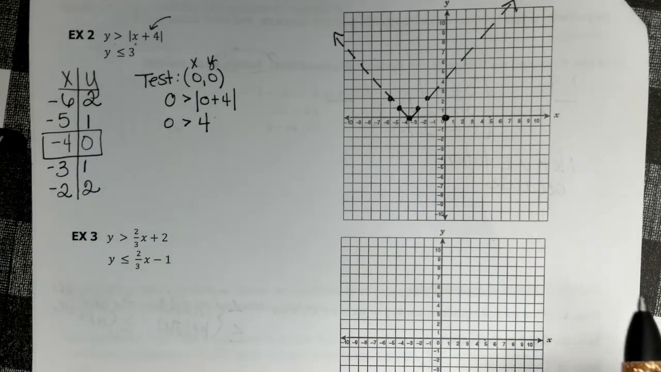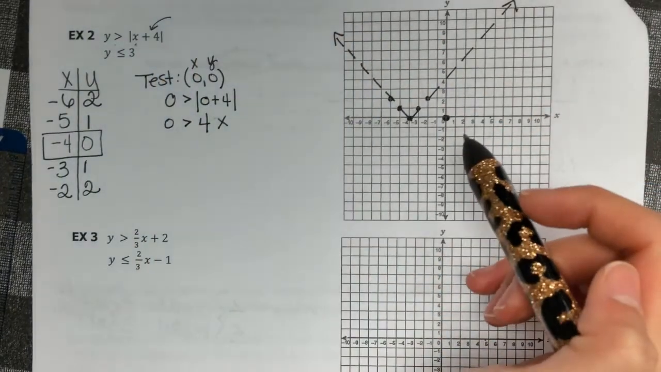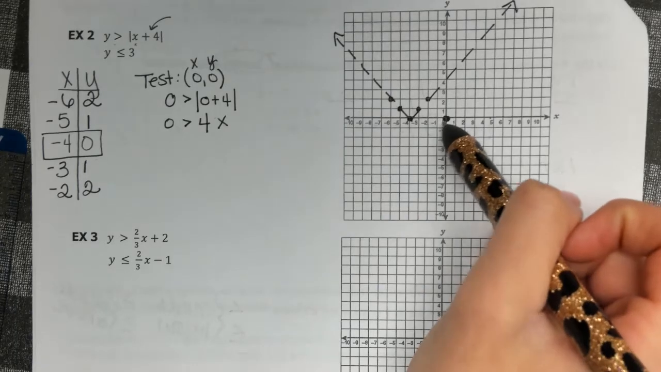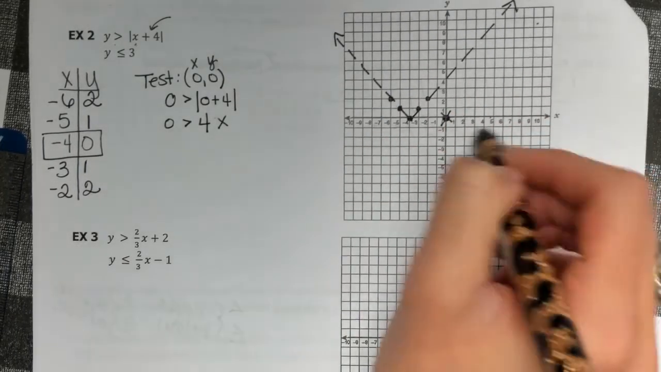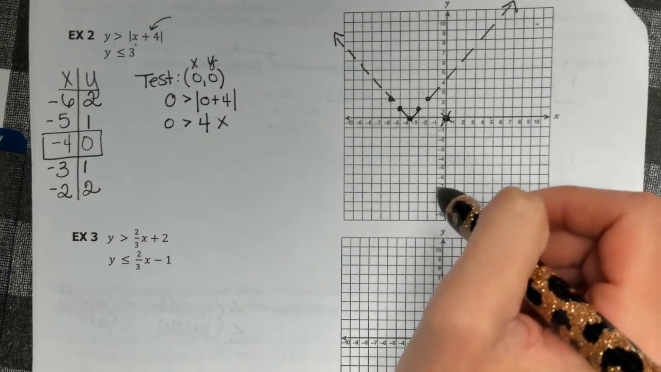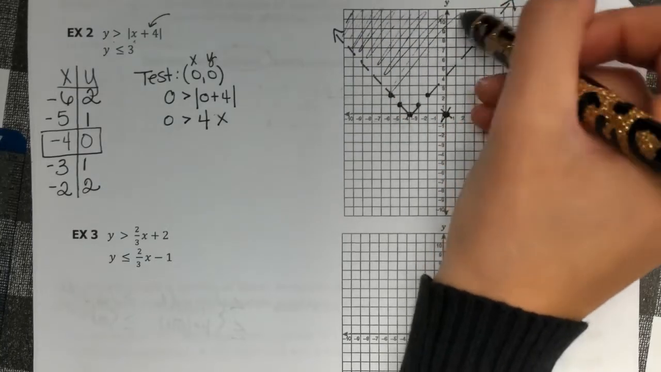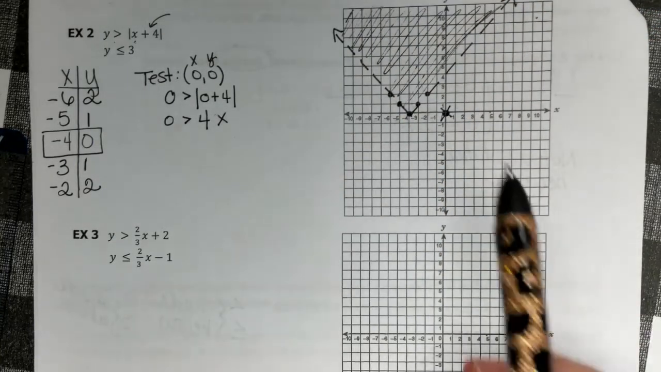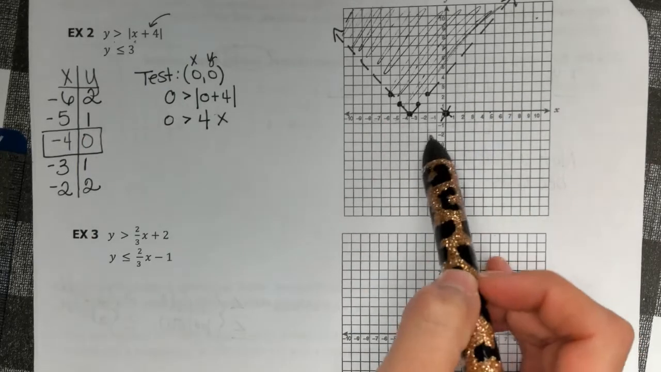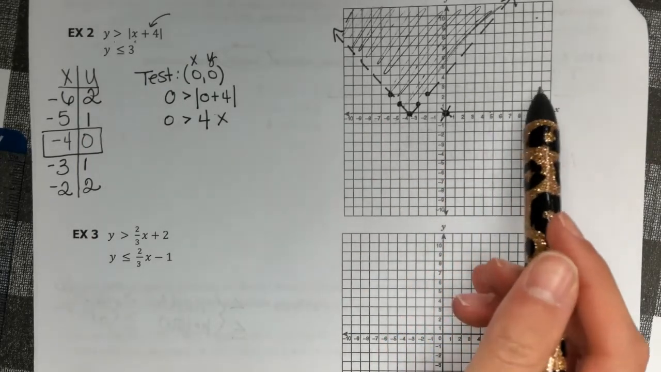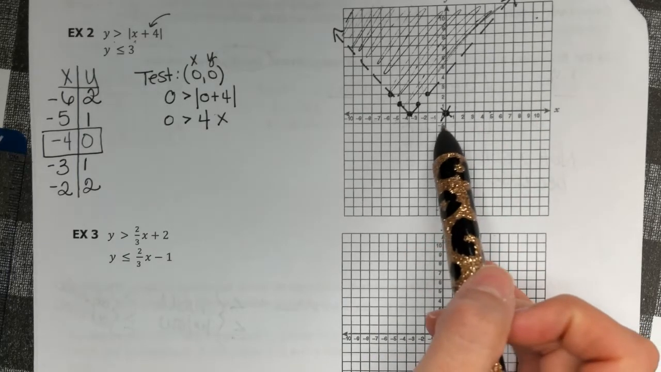Is that true? No, that's not true. So if the shaded region is my solution, but this test point is not true, then I'm not going to shade where that test point is. You understand that? So I'm going to shade the opposite region, which is going to be right here. If it were true, I would shade every part of that region that had the test point. So way back when, that is really how you figure out where to shade.